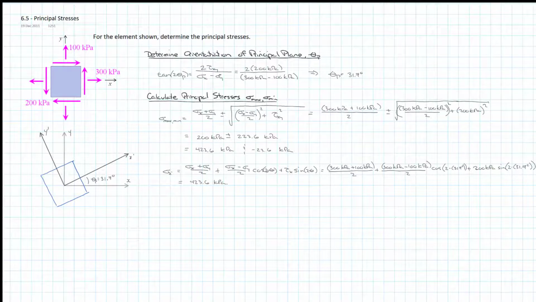I'm going to go ahead and draw those stresses in here. We have sigma x prime, or sigma max, of 423.6 kPa. It's positive, which tells us that it's in tension, so it's going here in tension. And sigma min is negative 23.6 kPa, or compression. It would be on the y prime, on the other face or other axis, if you will. We'll draw it in as compression.